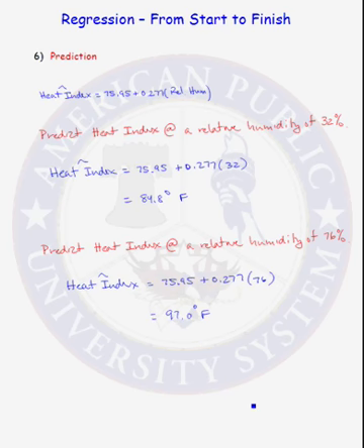The last step in the regression process, which we're not going to do in this example, is inference. We can do inference on the slope coefficient, beta. We can do inference on the predicted values, y hat.